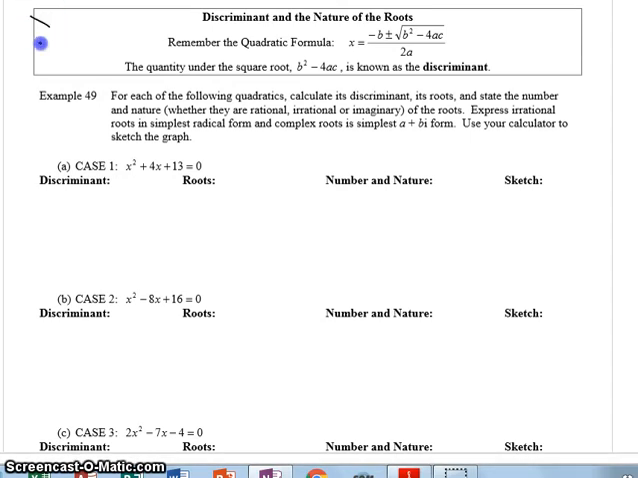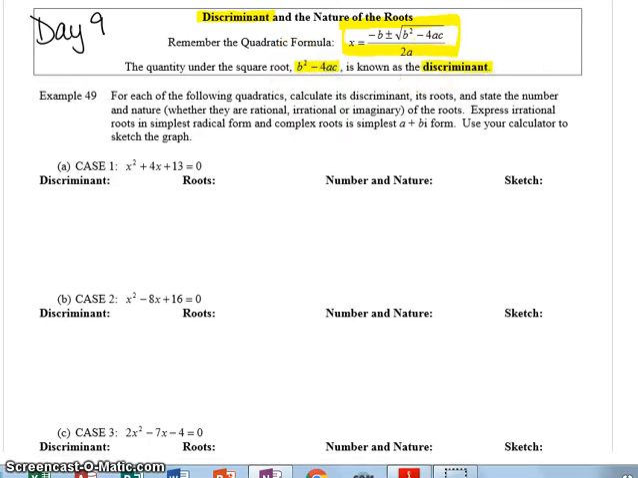This is Unit 5, Day 9. And this is the discriminant, which is helping you determine the nature of the roots. Okay, so discriminant. It says remember the quadratic formula, and that's stated right here. And then it talks about the quantity underneath the square root. So the b squared minus 4ac is the discriminant.